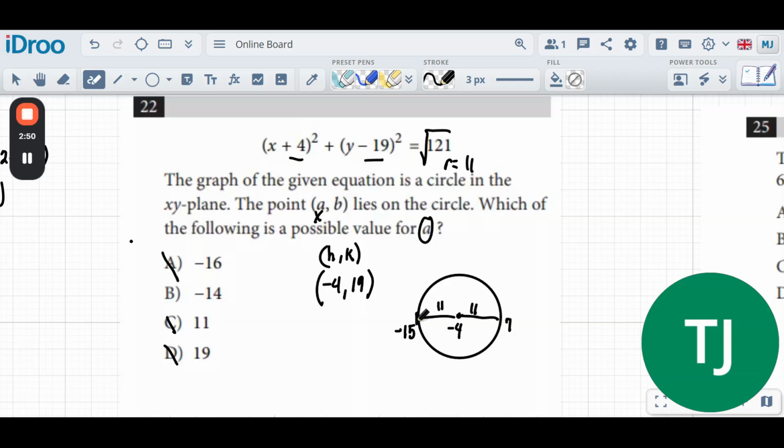It should only be from −15 or higher, because as you go around the circle, it will become more positive. So the only possible value would be letter B. So you can answer this question using process of elimination.